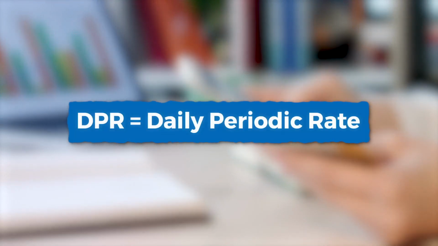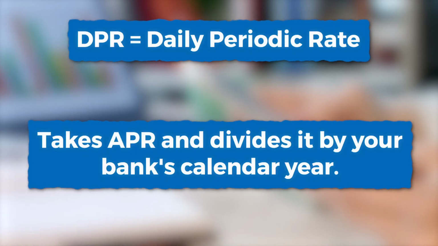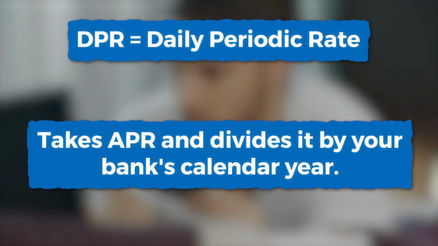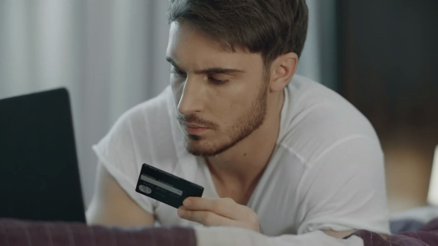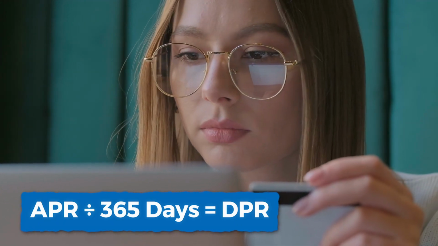The second term that you need to know is DPR, and that stands for daily periodic rate. And DPR is derived from taking your APR, so your annual percentage rate, whatever that interest rate is as a percentage, and dividing it by your bank's calendar year. Now, some banks will divide that number by 360. Some banks will divide it by 365. So you'd have to do some due diligence on your particular bank to know if it's 360 or 365. For any examples in this video, we'll use a calendar year of 365 days. And so to determine the DPR, you would take your annual percentage rate, or your APR, and divide it by 365. And that's going to give you a daily periodic rate.